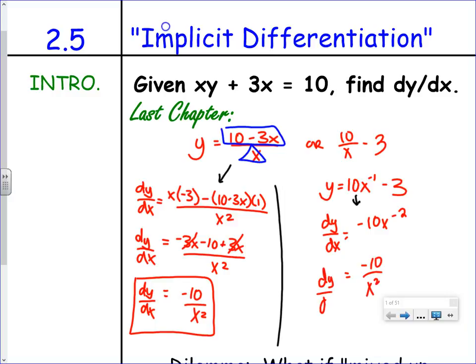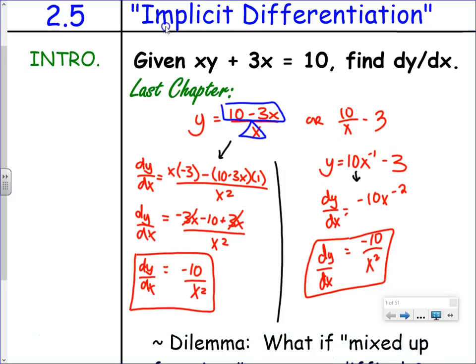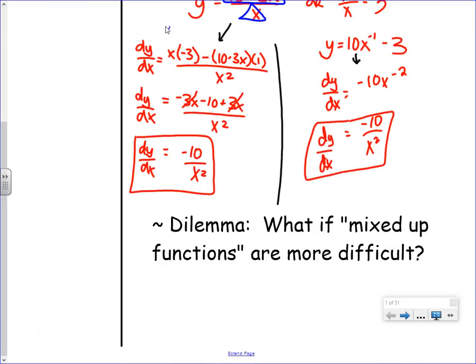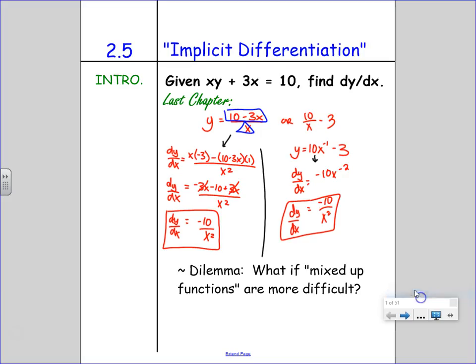What was the key to solving it from the get-go? Solving for y, getting y alone, right? Why do we have to get y alone? Why do we write dy dx? We'll get back to those questions in just a second, but first of all, dilemma. What if mixed up functions are much more difficult?